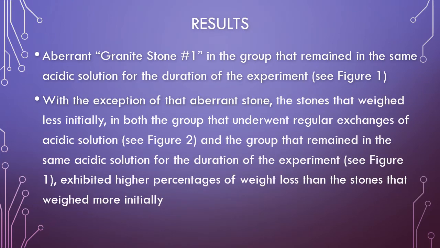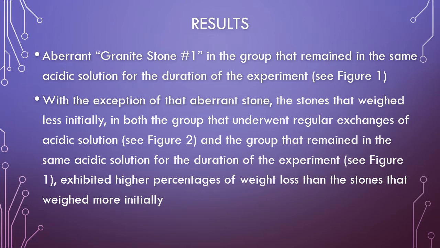So moving into my results now, at the top here, I point out this aberrant granite stone number 1 that was part of the group that remained in the same diluted sulfuric acid solution for the duration of the experiment, because the results for this particular stone deviated from the trends and the results that I got for all the other stones. One of the ways that it deviated was that it exhibited the highest percentage of weight loss compared to all the other stones over the duration of the experiment, as it lost approximately 0.6% of its weight, and you'll be able to see that in figure 1 in a later slide.